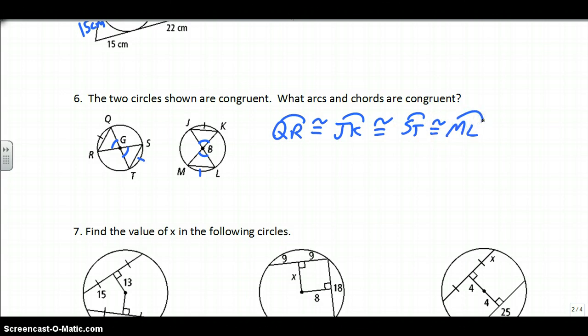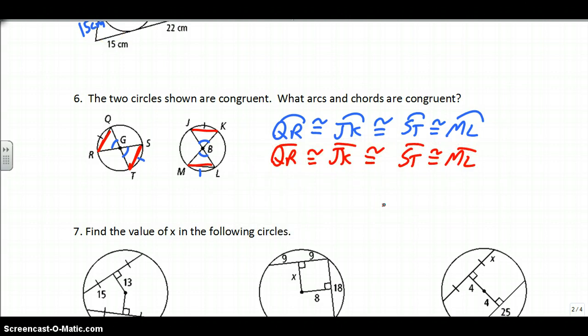We can also say not only are the arcs, but the chords are as well. Chord QR, which is really just a segment. JK, which is a segment. ST and ML as well. Basically, maybe I should highlight those in red. These are the chords that are congruent. Here, I'll change the color so you can kind of see them.